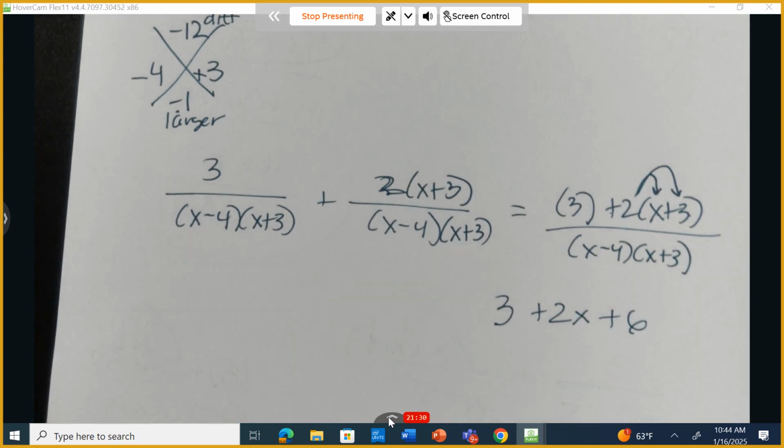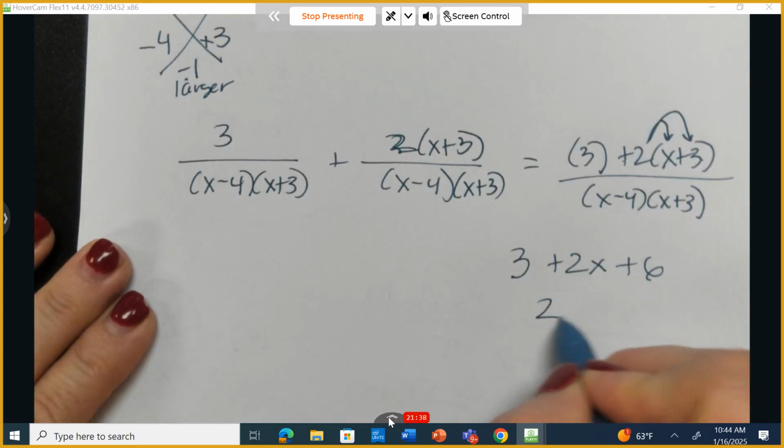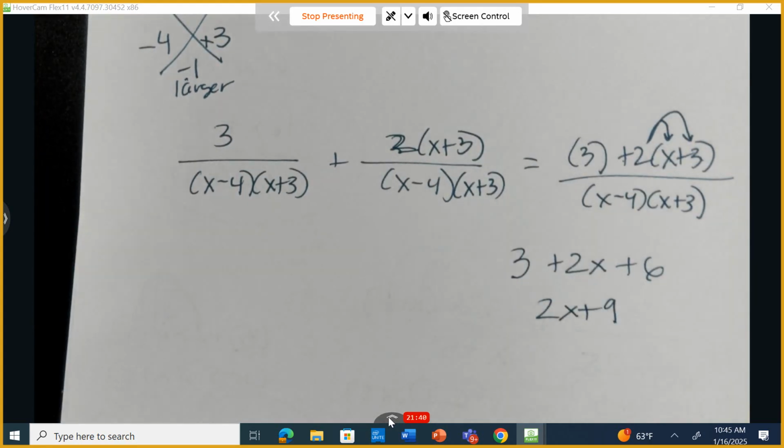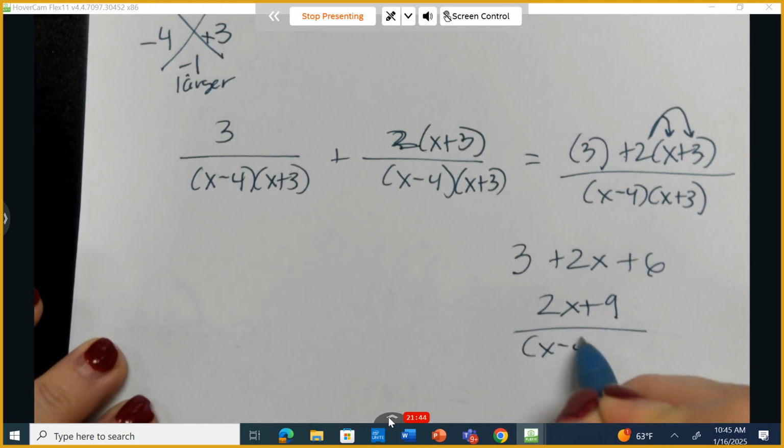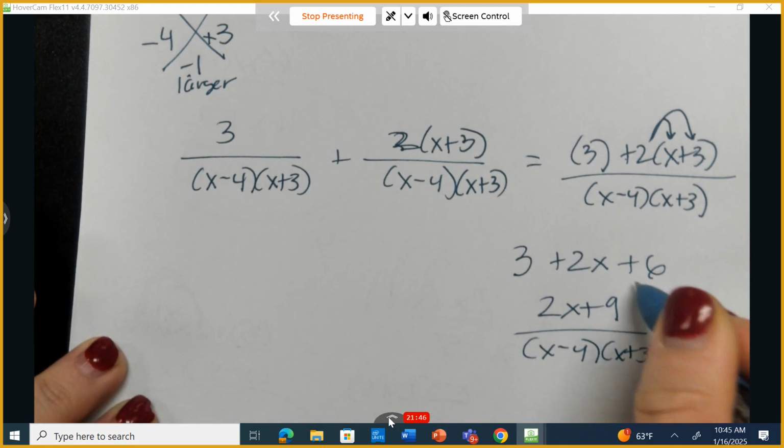So I'm only looking at the numerator. I've got 3 items here. Which 2 can I combine? 3 and 6. So 3 plus 6 is 9. It doesn't matter if you say 9 plus 2x or 2x plus 9. Either one is going to be correct. Please circle this.